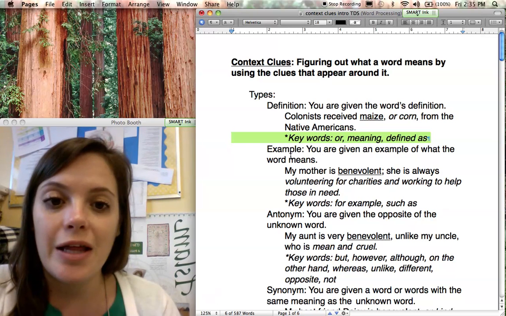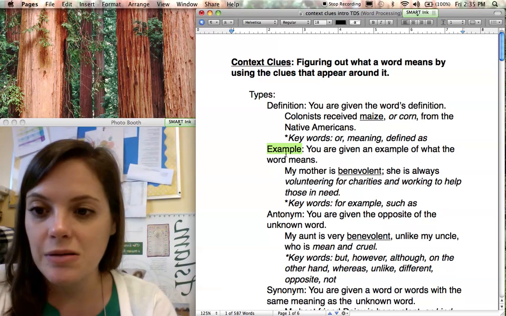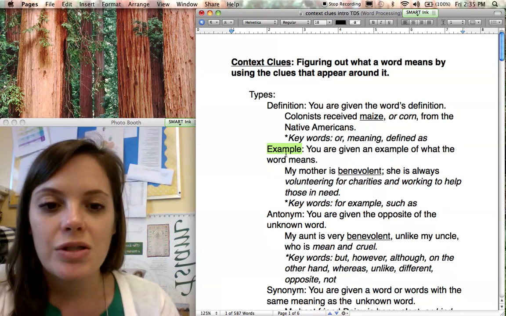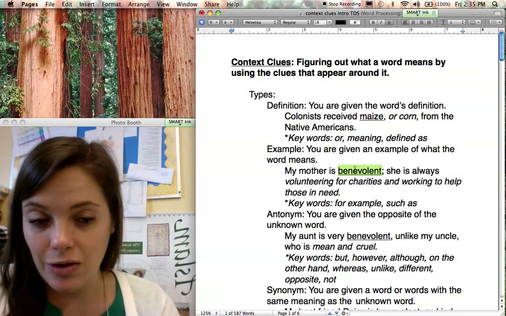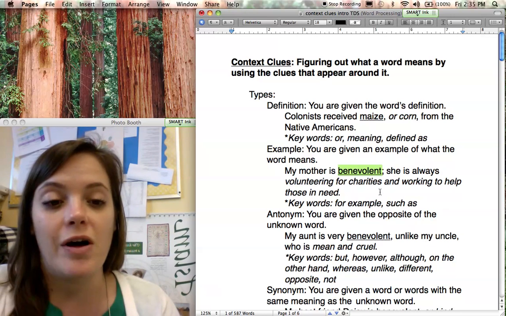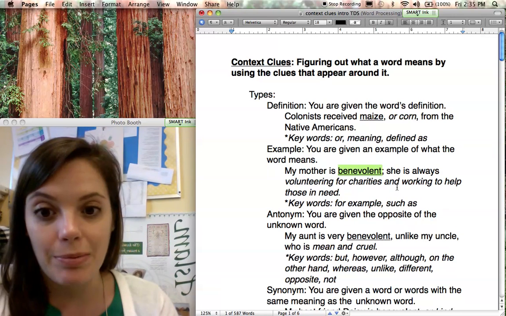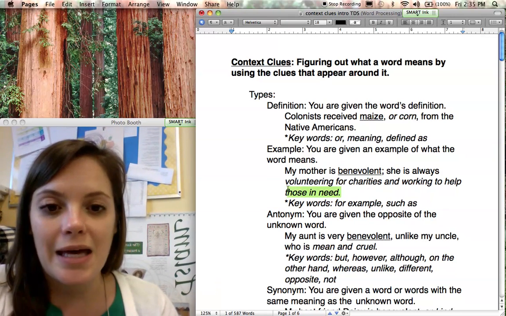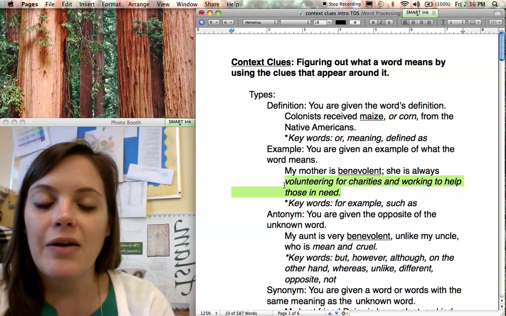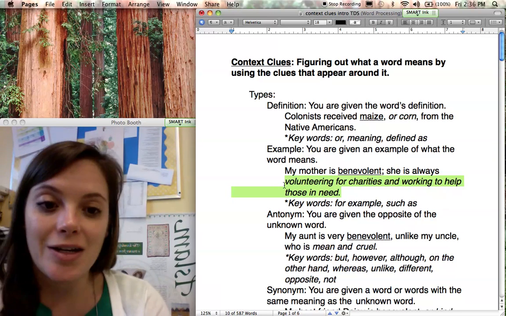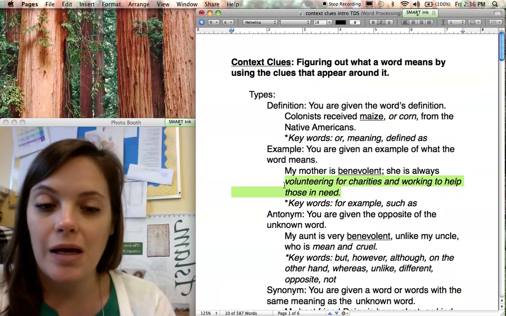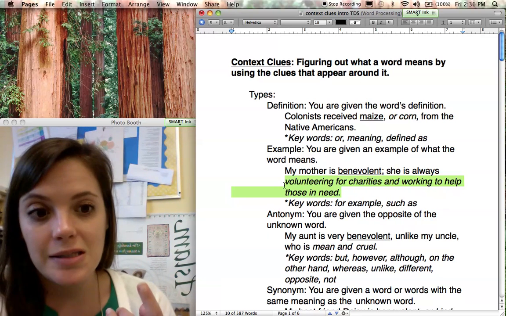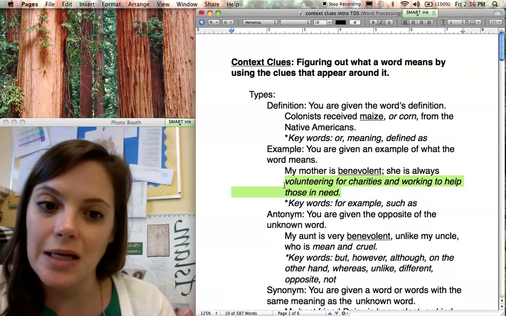All right, now another one is to look for examples of what the word means. So here's one example. My mother is benevolent. That's my unknown word. She is always volunteering for charities and working to help those in need. So in this case, they gave us an example of actions that a benevolent person would take. They would volunteer for charities and work to help those in need.